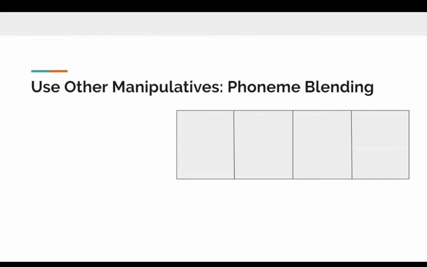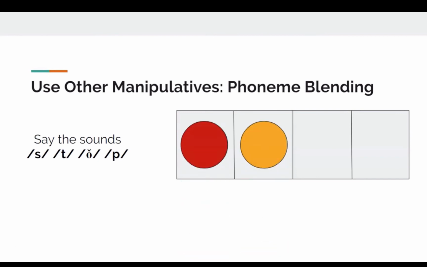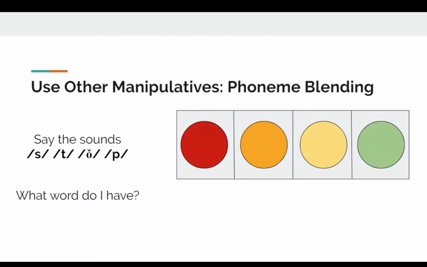We can also use these chips for phoneme blending. Say the sounds S, T, A, P. Then ask your student, what word do I have?